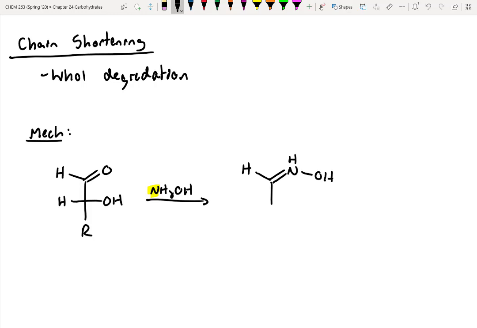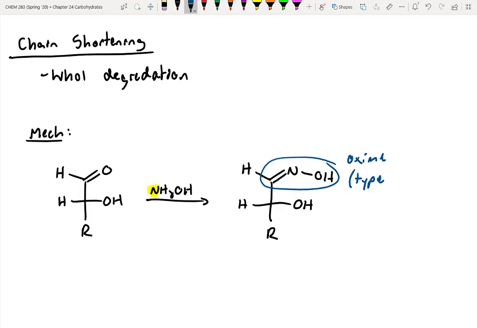But we would get a structure that looks something like this. And as you can see, we've got this imine double bond. Oh, actually, I shouldn't have a hydrogen there. Sorry about that. We've got this carbon-nitrogen imine in here. However, we also have this OH group dangling off the end. And because of that, we call this entire functional group something else. We call this an oxime. It's a special type of imine. All right, so we've got this oxime on there.